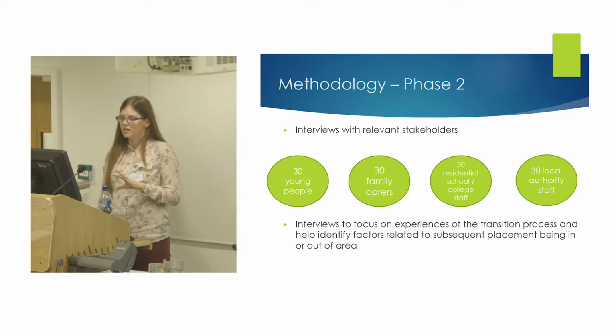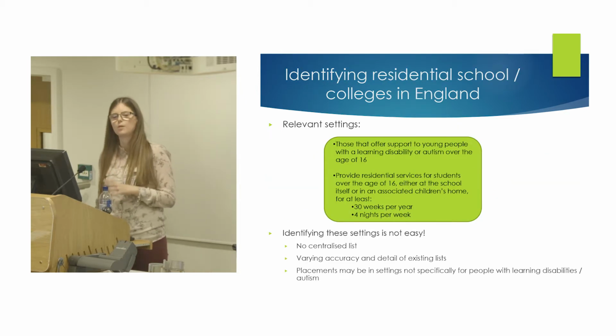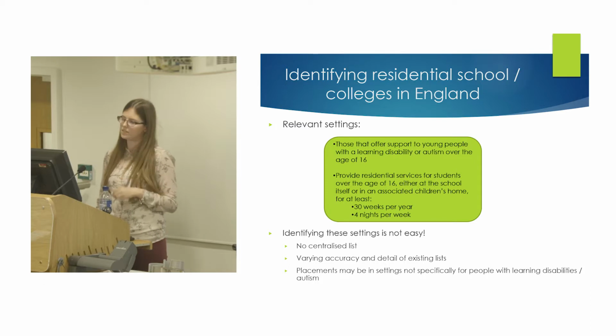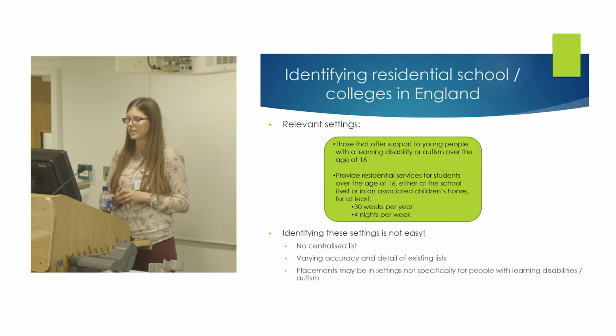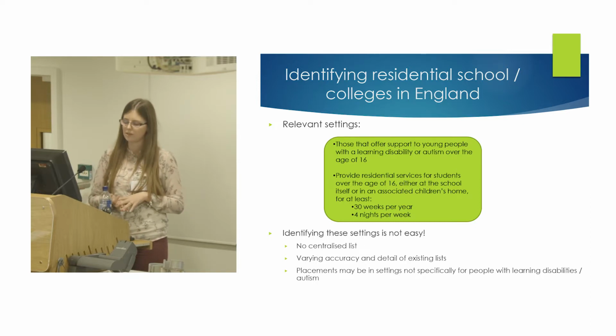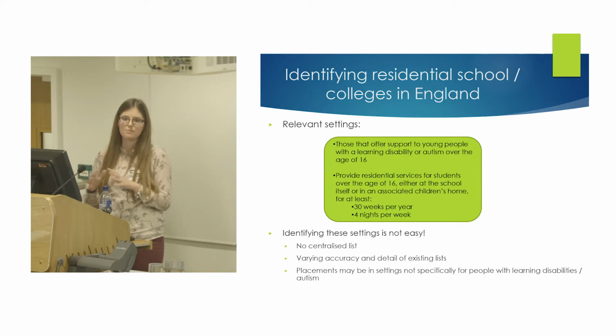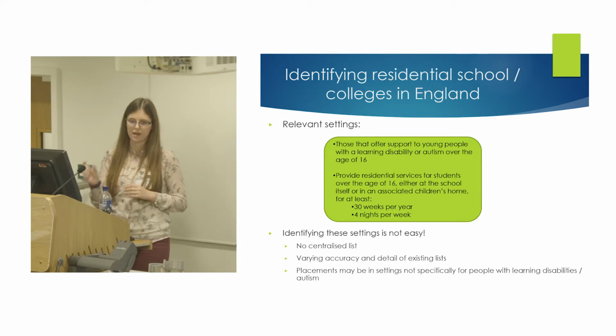So in terms of focusing on phase 1 for this presentation, I want to talk about what we did in order to identify all of the residential schools and colleges in England. The relevant settings for us were those that offered support to young people with a learning disability or autism over the age of 16, so we needed to focus on that transition age, and those that provided residential services either at the school or in an associated children's home for at least 30 weeks a year, 4 nights a week. So the data that I'm presenting here might not be typical of residential schools across the whole age range, because we're focusing on that transition point.